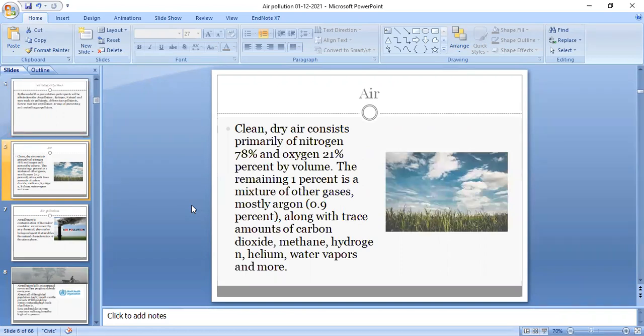Now, what is air? Clean dry air consists primarily of nitrogen, which constitutes about 78%, and oxygen, which constitutes 21% by volume. The remaining 1% is a mixture of other gases, mostly argon, which is 0.9%, and the others are trace amounts of carbon dioxide, methane, hydrogen, helium, water vapors, and others.